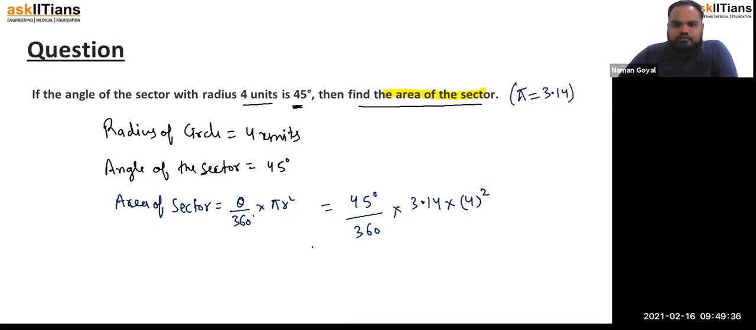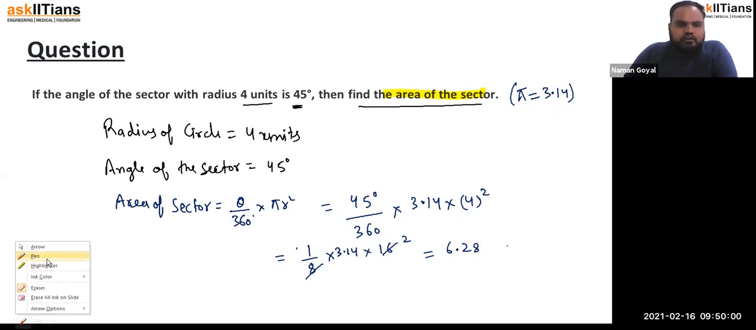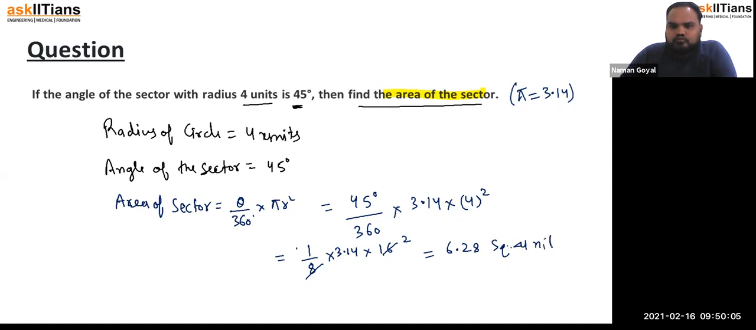Now if you see, 45 upon 360, I think it is 1 by 8, into 3.14 into 16. 4 squared is 16, so it will be cancelled out 2 times, and it will give 6.28 square units. Instead of unit square, you can write square units like this. So the final answer is 6.28. Are you getting my point?